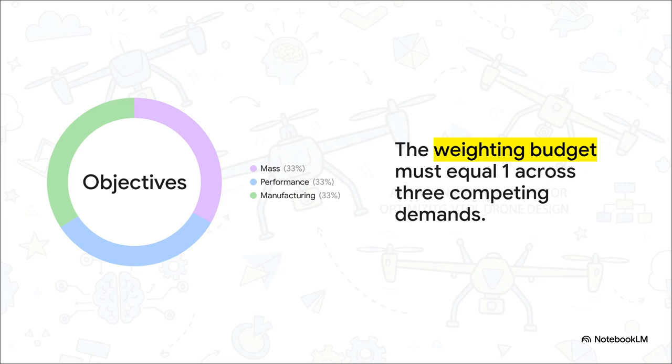To pull this off, engineers set up a strict zero-sum game using a weighting budget. The coefficients for mass, performance, and manufacturing have to add up to exactly 1, period. If you want a massive bump in performance, you have to pay for it by sacrificing manufacturing simplicity or weight. By tweaking these exact percentages, an engineer can tell the AI exactly what matters most for their specific mission.